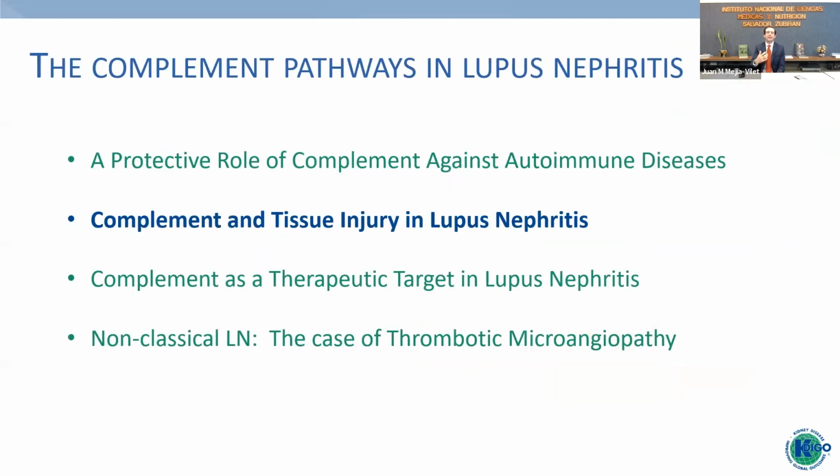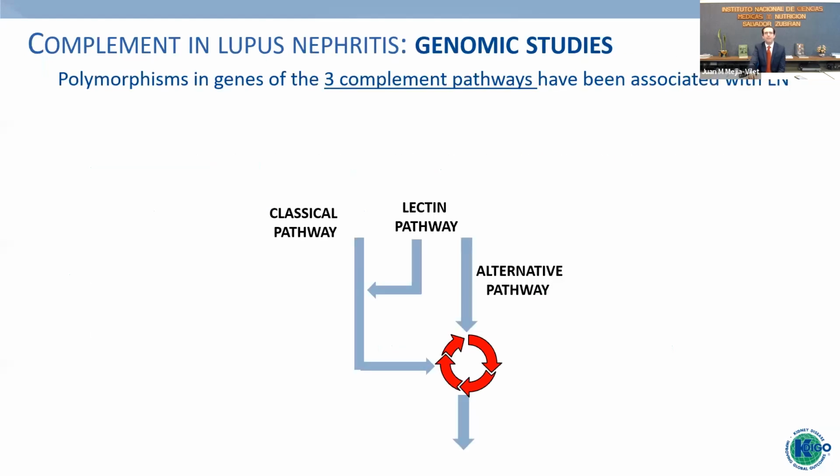So there's a protective role for complement, but also there's a damaging role for complement in lupus nephritis, particularly in the inflammatory phase. We've seen this through the years in several studies, and I'm going to show some of them. First, genomic studies that try to find polymorphisms or gene variations that predispose to developing lupus nephritis particularly.